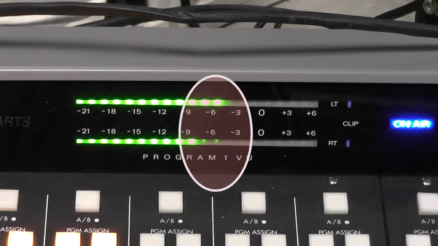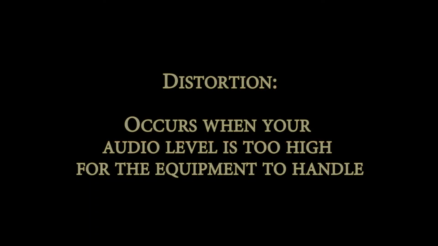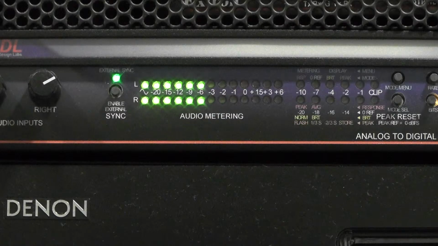The optimal level for a TV program is peaking at -6 dB. If your sound is too loud, it may break up and not sound clear. This is called distortion. To prevent distortion, make sure the levels are peaking below 0 dB.